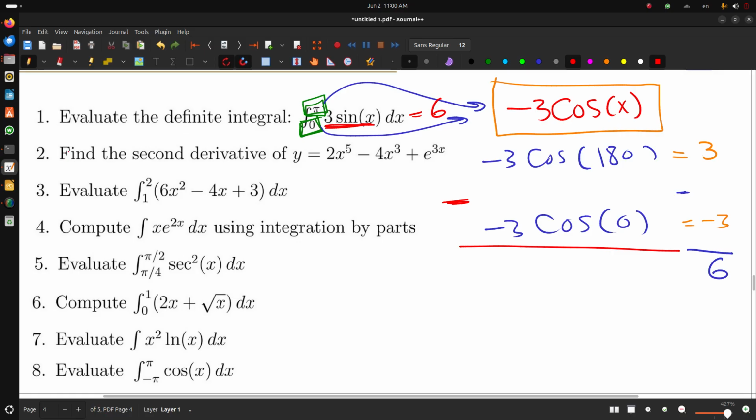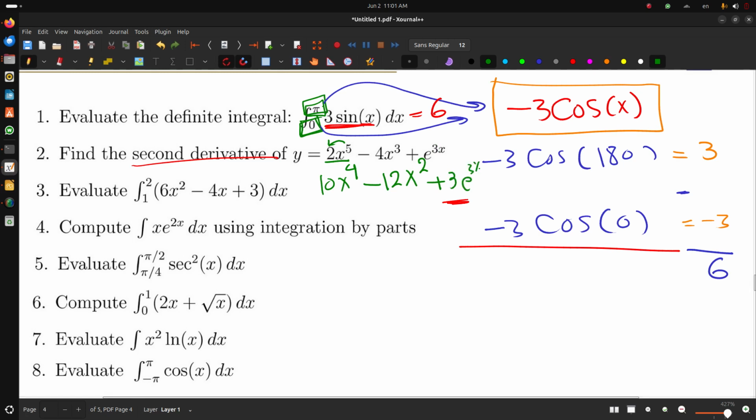Okay, second question. Find the second derivative of y equals 2x power 5 minus 4x power 3 plus e power 3x. Okay, what's the meaning of second derivative? You will get the derivative 2 times. You will start with the first one. This is the power rule, so it will be 5 times 2, which is 10x power 4, minus 12x power 2, plus, about this one it will be the same, but don't forget to multiply by the derivative of the power, so it will be 3e power 3x. Okay, this is the first derivative.